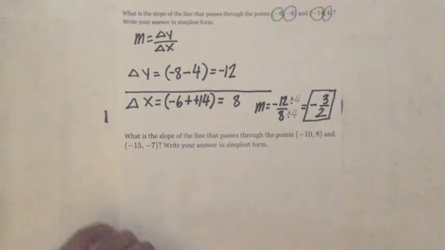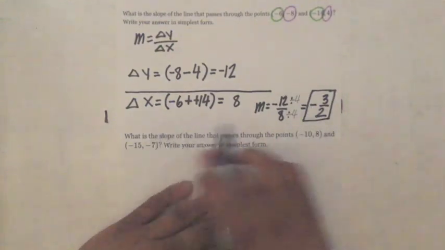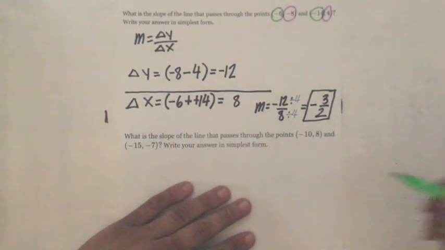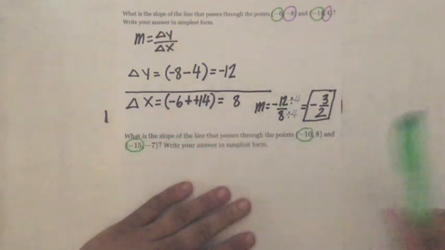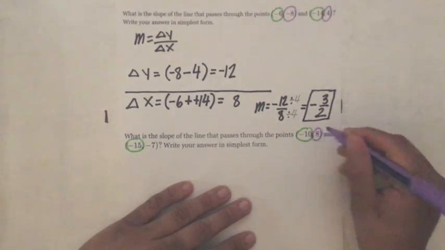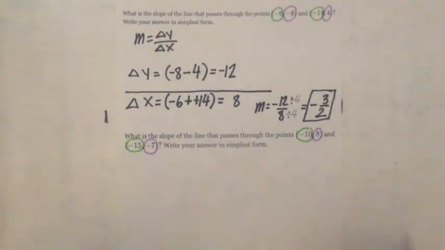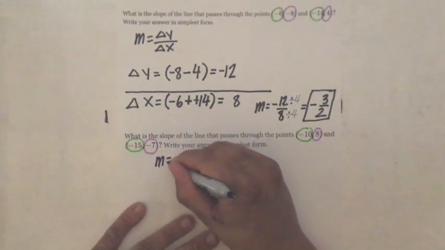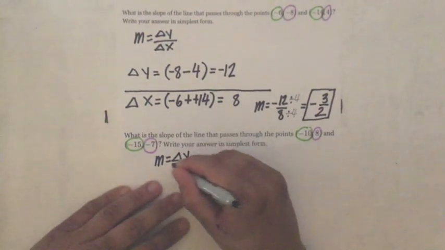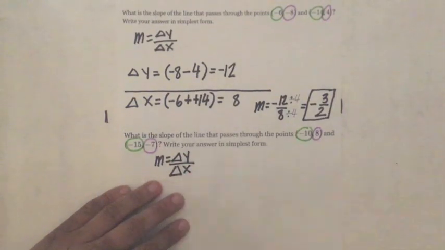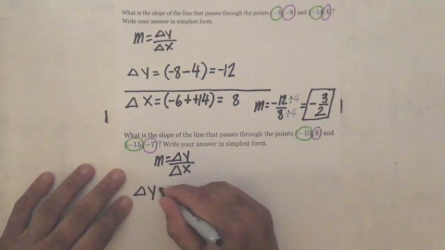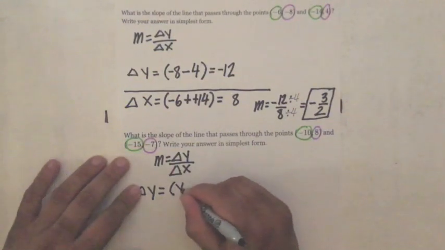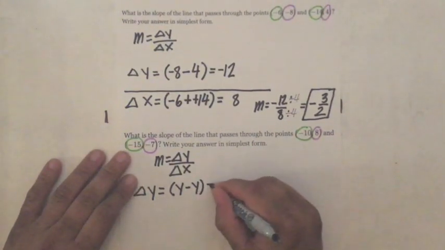Okay. Second example. Same thing. What is the slope of the line that passes through the points negative 10, 8 and negative 15, negative 7? So let me start off by doing this. And again, write your answer in simplest form, reduced fraction. So let's remind ourselves that m is equal to delta y over delta x. All right. So delta y is equal to, this time I'm going to write it out, y minus y, just to remind myself.